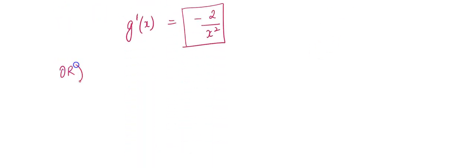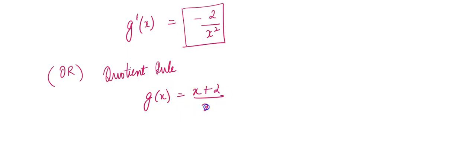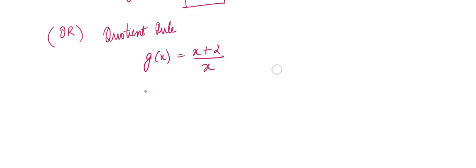So I'll just say or, and I can say quotient rule, right? Quotient rule. So let me write, what was the original function? G of x. So let me write g of x as x plus 2 over x. This was our g of x. We were asked to find g prime of x, which means I'll have to use the quotient rule, where this will be my u and this will be my v.